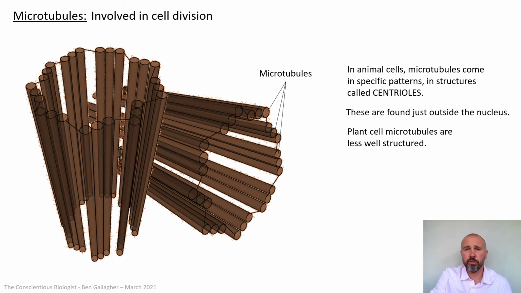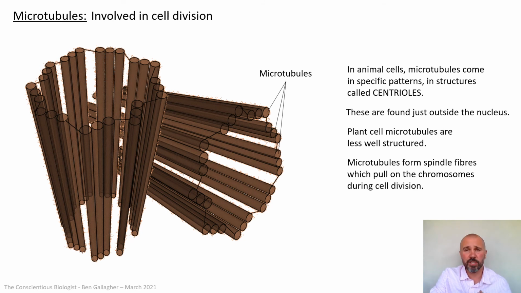In plant cells, the microtubules are less well structured than this very regular centriole structure, but plant cells and animal cells both do have these microtubules. And as I've just said, they form the spindle fibers which pull on the chromosomes during cell division. So take a screenshot of this one, but we're going to start putting it all together in a minute.